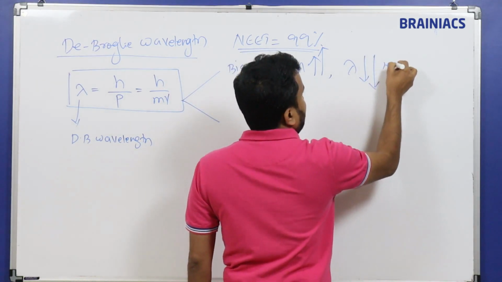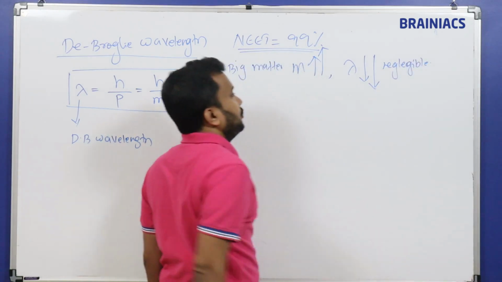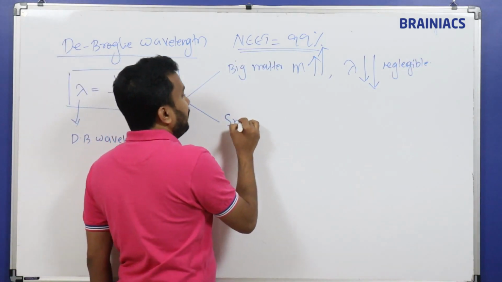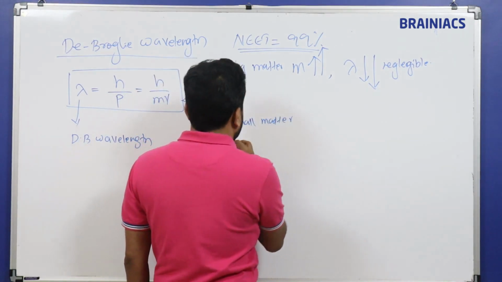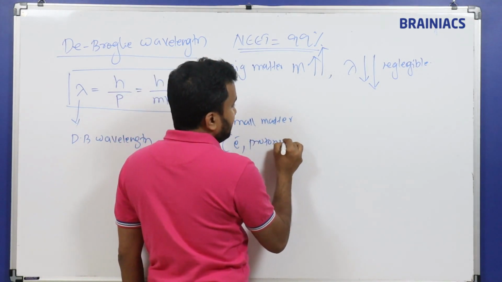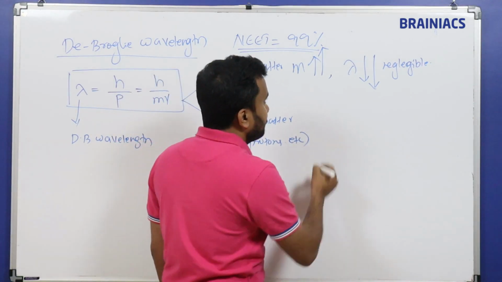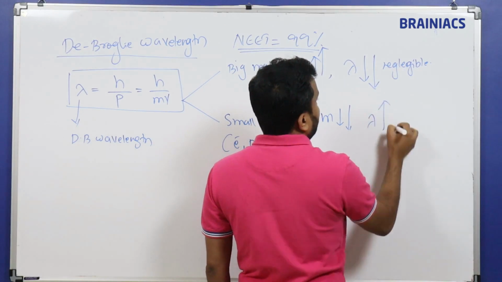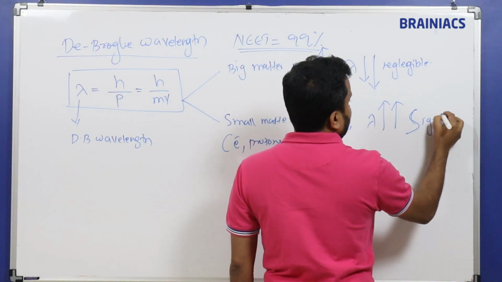So I can say lambda is negligible, negligibly small. And another one is small matter. What are the very small matters? Whatever we have learned from science, we know electrons, we know protons. These are all small particles. In a small particle, m is very less. So lambda will be very high, which means lambda is significant.